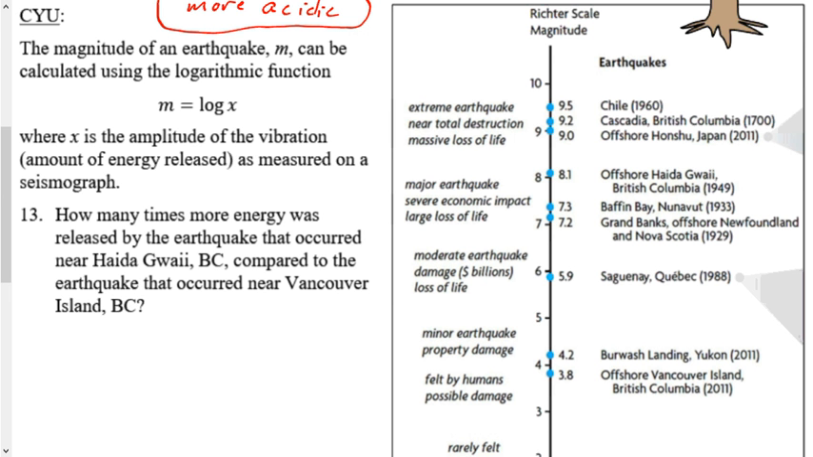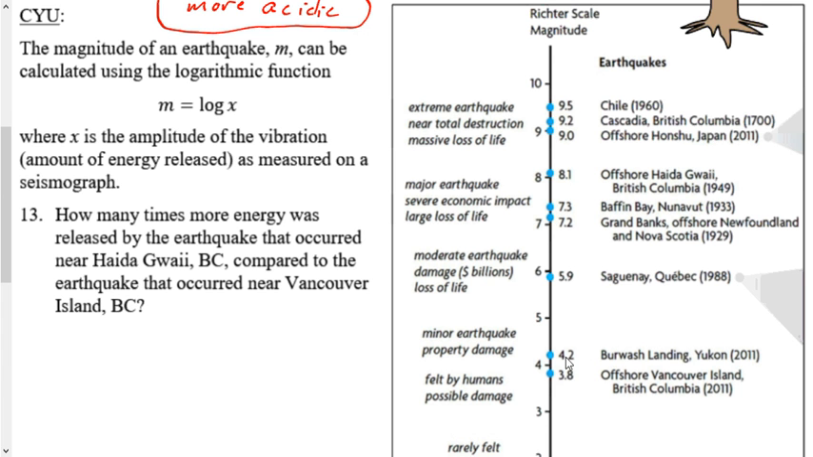Well, let's think it through together. Here in this explanation, the magnitude of an earthquake M, so this is just a number we use to describe how powerful the earthquake is. So here we're given the Richter scale magnitude. And you can see here a magnitude of 9.5, pretty severe, 1960 in Chile, near total destruction, massive loss of life. That's pretty extreme.